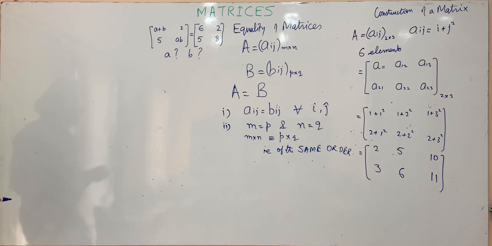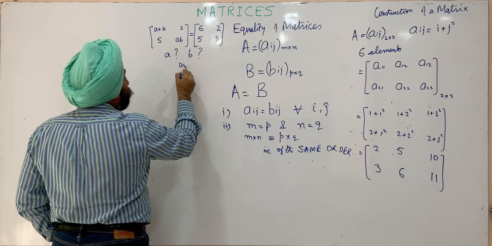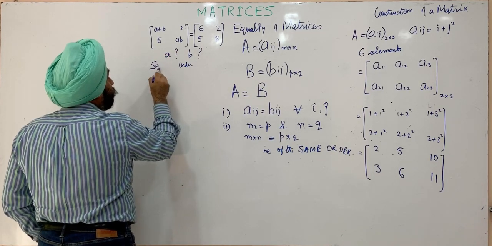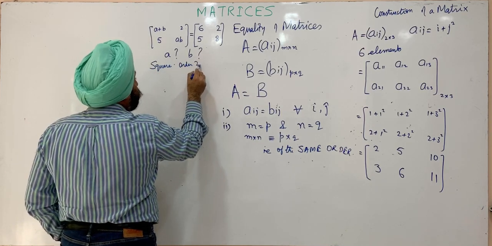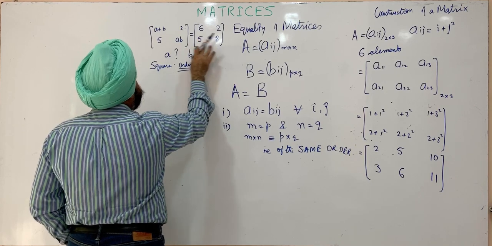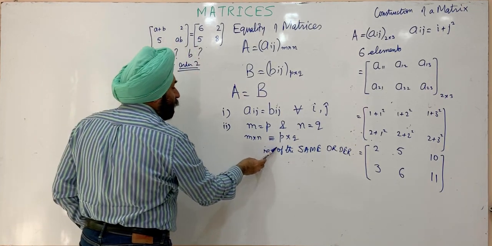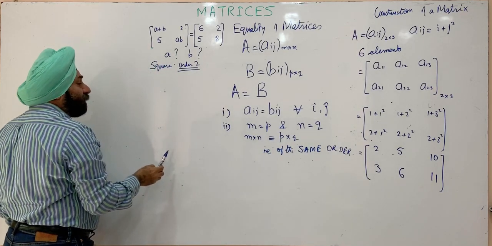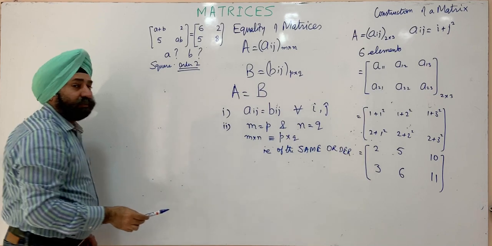We can see the two given matrices are of the same order. Both are square matrices of order 2, so they are of the same order. Second is that the corresponding elements are equal.